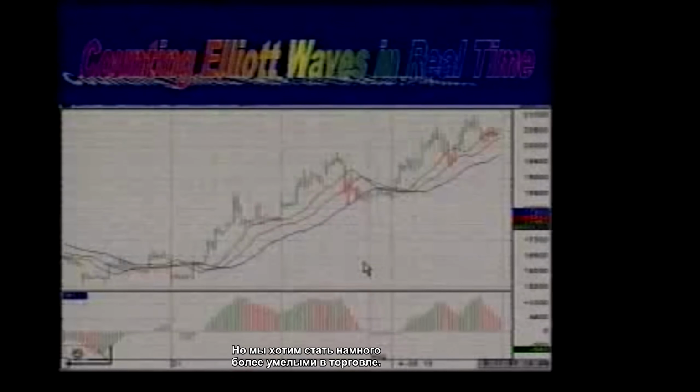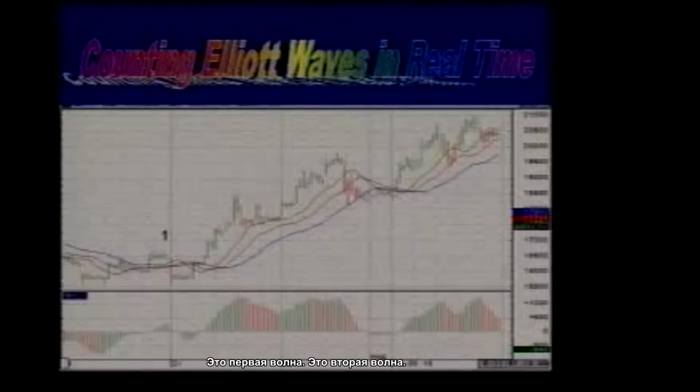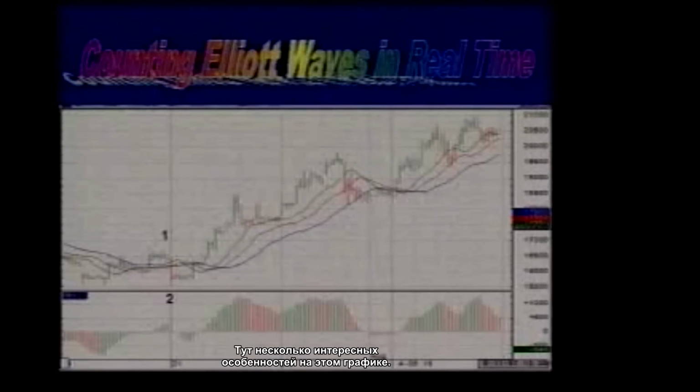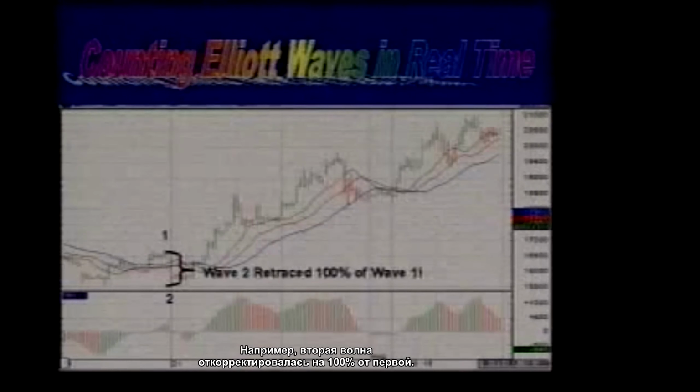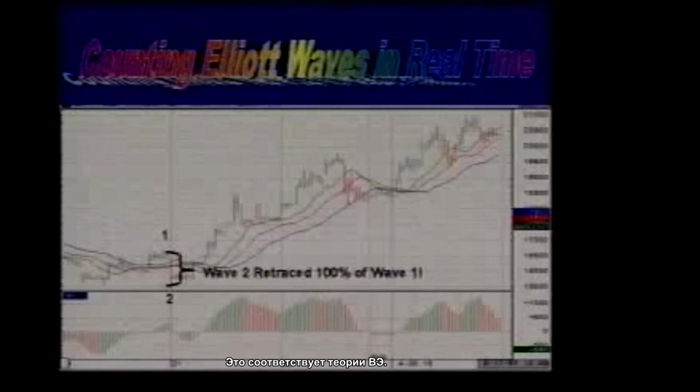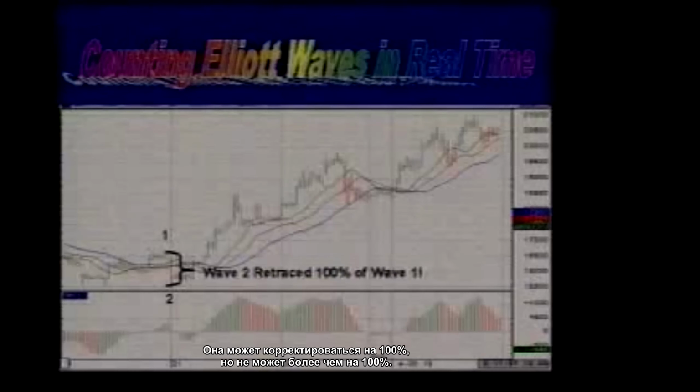We want to get a lot more precise than that. So let's look at this chart. This is wave 1. This is wave 2. Now, there are a couple of interesting things about this particular chart. Number 1 is that wave 2 retraced 100% of wave 1, which in Elliott wave theory is quite all right.